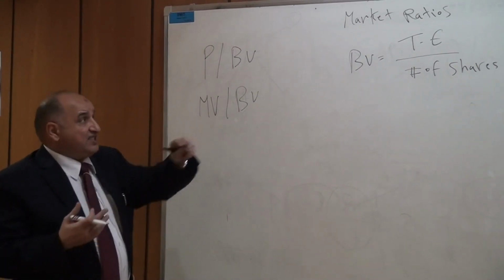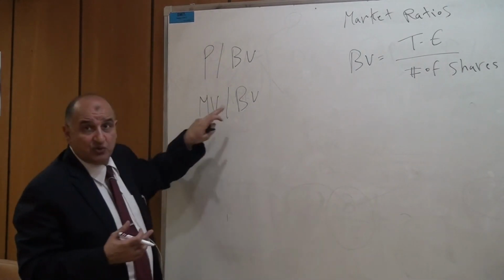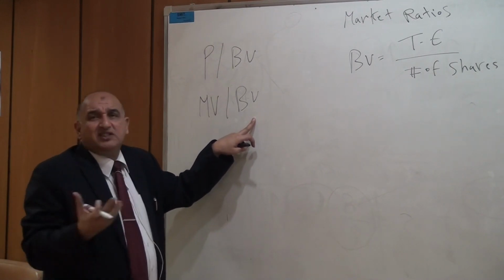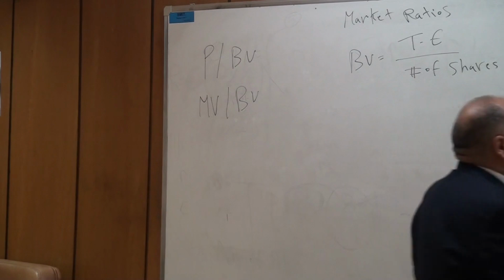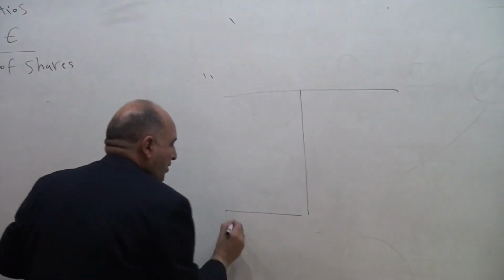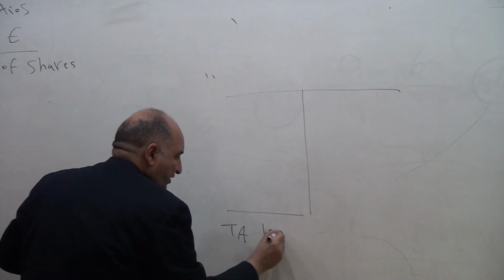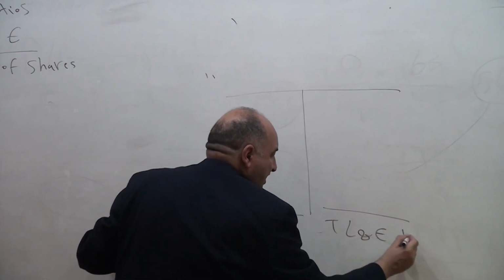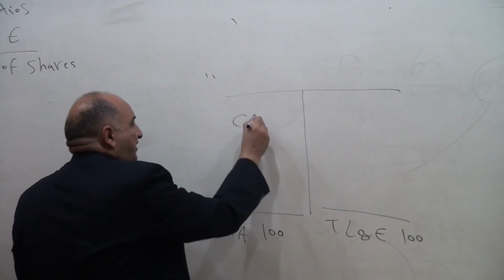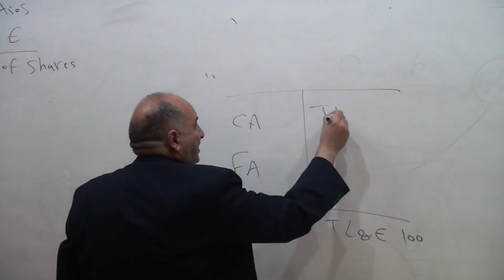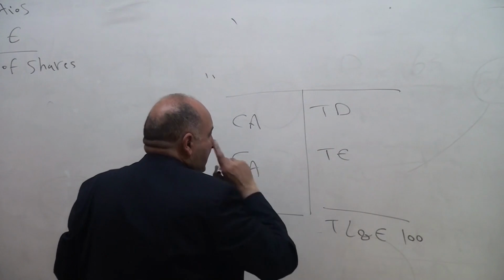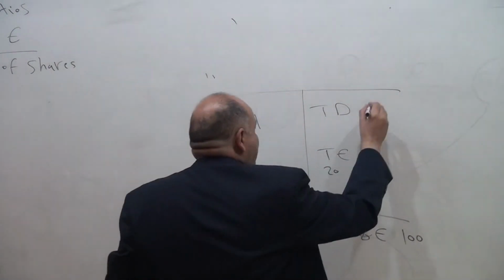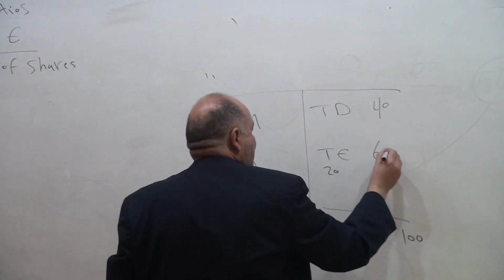If this ratio, market price to book value, equals 1, it means that the market price equals the book value. What is the book value? To understand the idea, this is our total assets, equal to 100. This is total liability and equity, which must equal 100. This is current assets and fixed assets. This is total debt, and this is total equity. Our total equity has 20 owners, 20 shares. If this one is 40, this is 60.